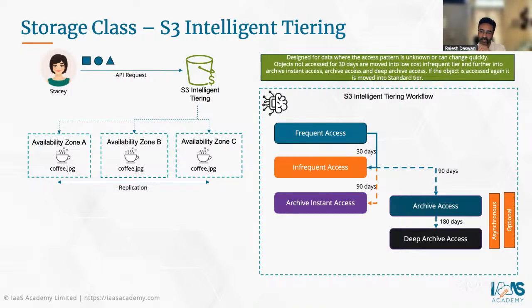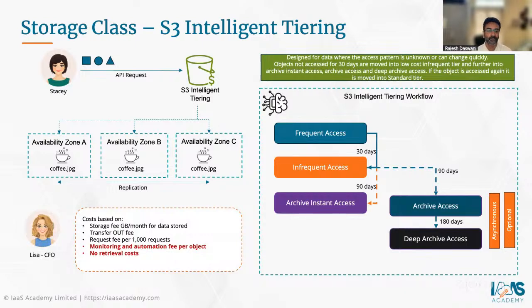Okay, and that's an optional feature, but you can enable that as well. So the cost is based on the storage fee per gigabit per month for the data stored, the amount of transfer out, the request fee per 1,000 requests. AWS Intelligent Tiering will monitor your usage pattern, and so there's a monitor and automation fee per object, but there are no retrieval costs.